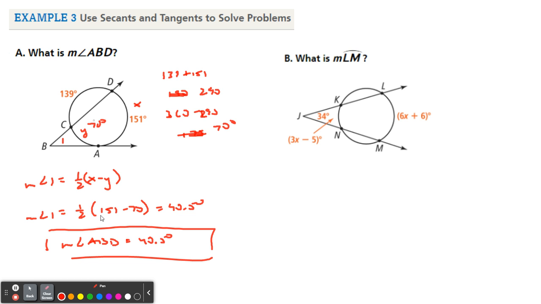So again, that was the little helpful hint I told you guys, the fact that when you have a tangent and a secant, the three arcs add up to 360.